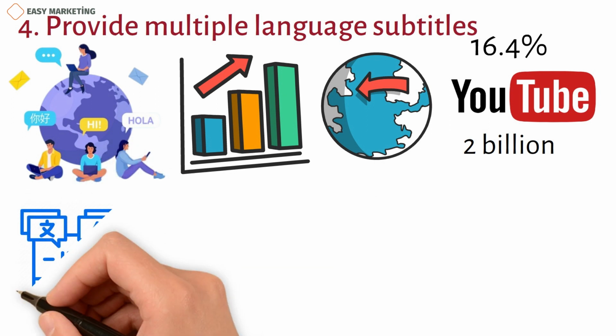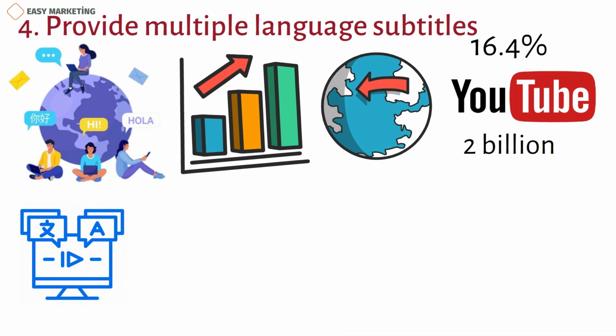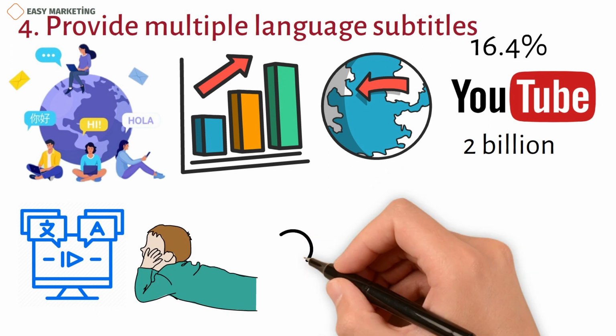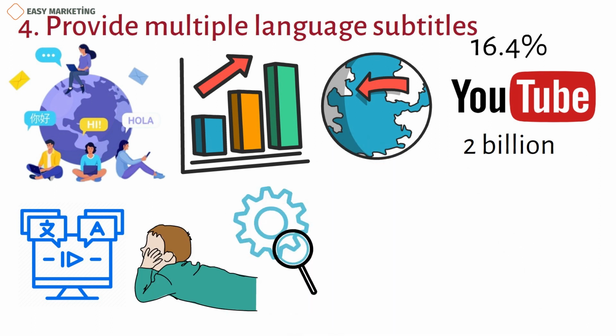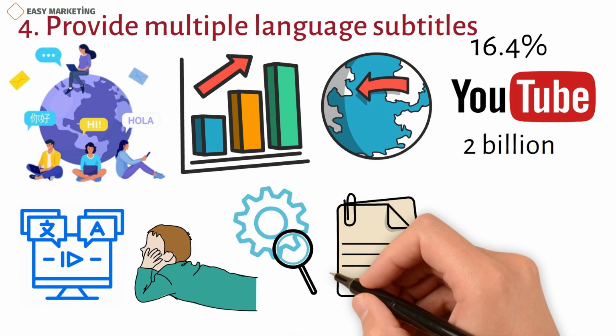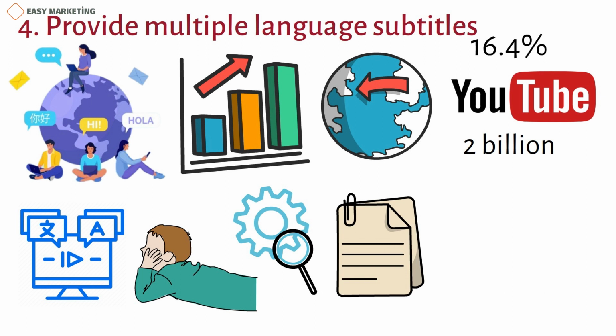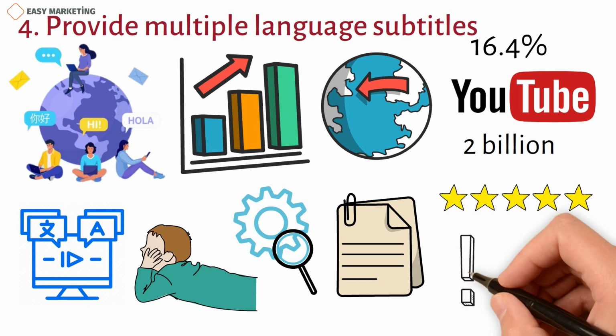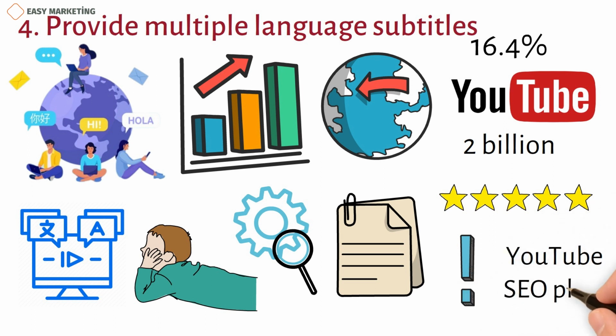Foreign language subtitles make it possible for people who don't speak English as their first language to enjoy your videos. Search engines will also index your translated caption files, so your movie will show up in the search results for those languages. Since there is less competition for non-English terms, you have a better chance of ranking higher, which can be very important for a YouTube SEO plan.